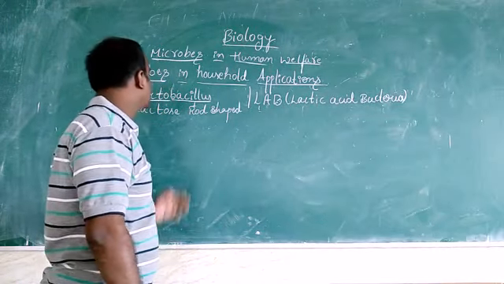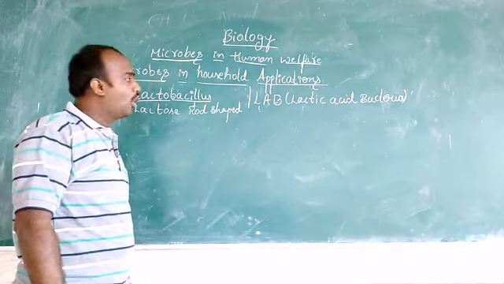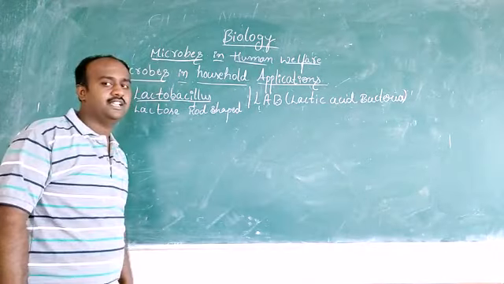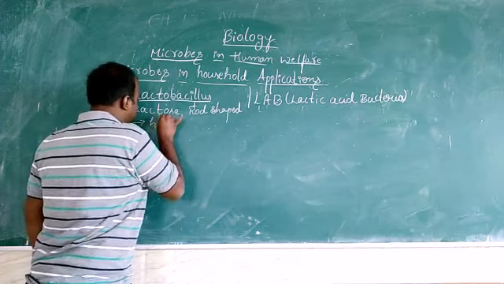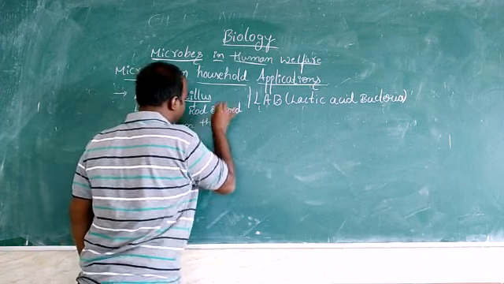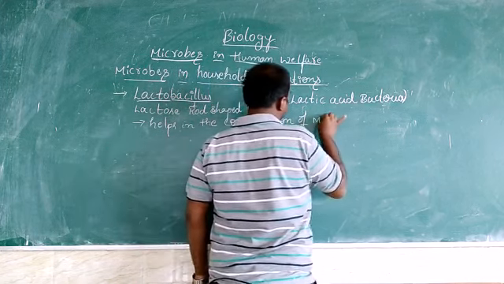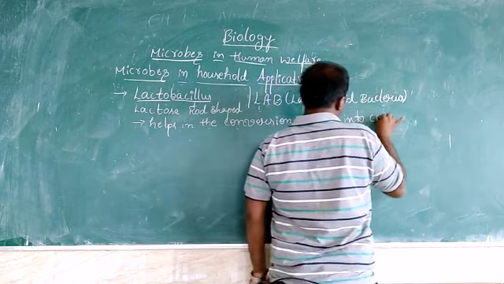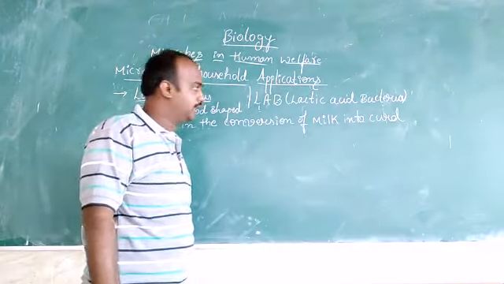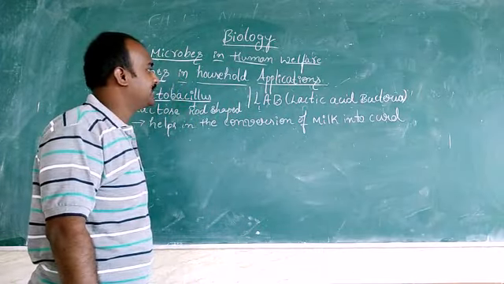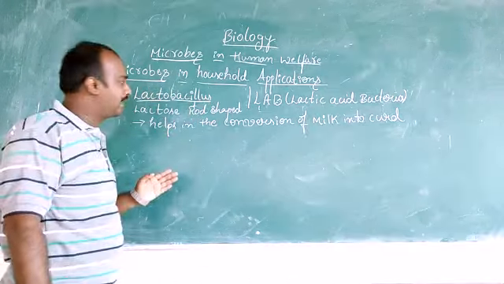What is the use of this lactobacillus or LAB? This lactobacillus or lactic acid bacteria helps in the conversion of milk into curd. ಹಾಲನ್ನ ಮೊಸರಾಗಿ ಕನ್ವರ್ಟ್ ಮಾಡೋದಕ್ಕೆ ಹೆಲ್ಪ್ ಮಾಡೋದು ಯಾವುದು ಅಂದ್ರೆ ಲ್ಯಾಕ್ಟಿಕ್ ಆಸಿಡ್ ಬ್ಯಾಕ್ಟೀರಿಯಾ. ಆಲ್ರೆಡಿ ಮುಂಚೆನೇ ಹೇಳಿದೆ, lactobacillus is also known as lactic acid bacteria.